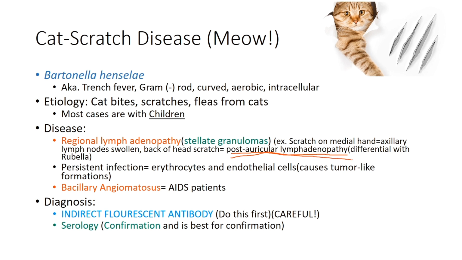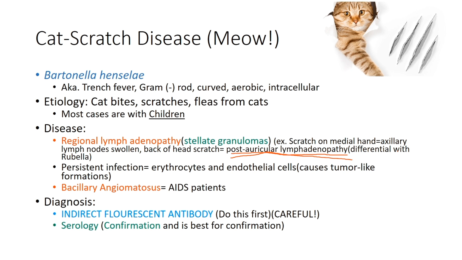But the differentiating feature is that this doesn't lead to a rash. So if you have posterior auricular lymphadenopathy, look for a scratch or look for cat scratch disease, as opposed to someone that has rubella, which would present with a rash all over their entire body. And so that's one of the differentiating features. No rash, then you have cat scratch disease.